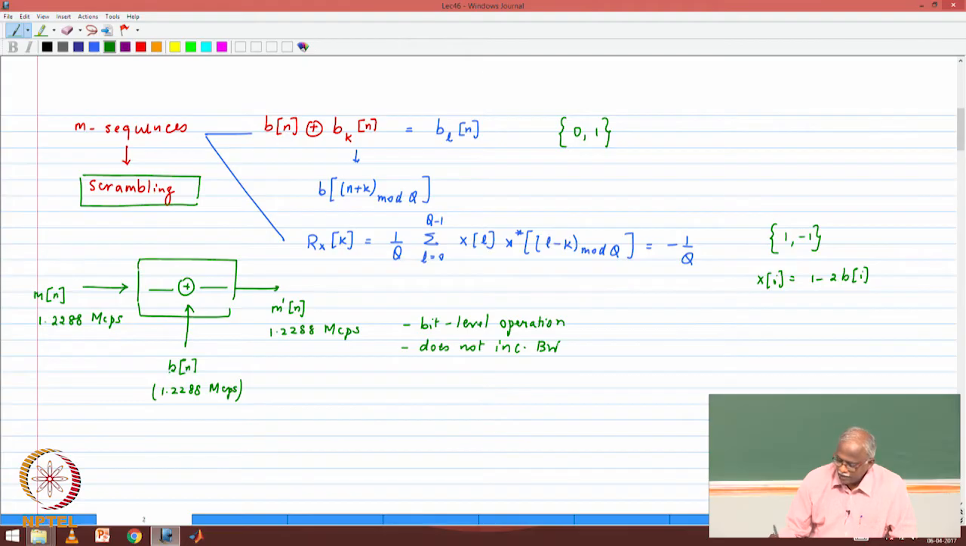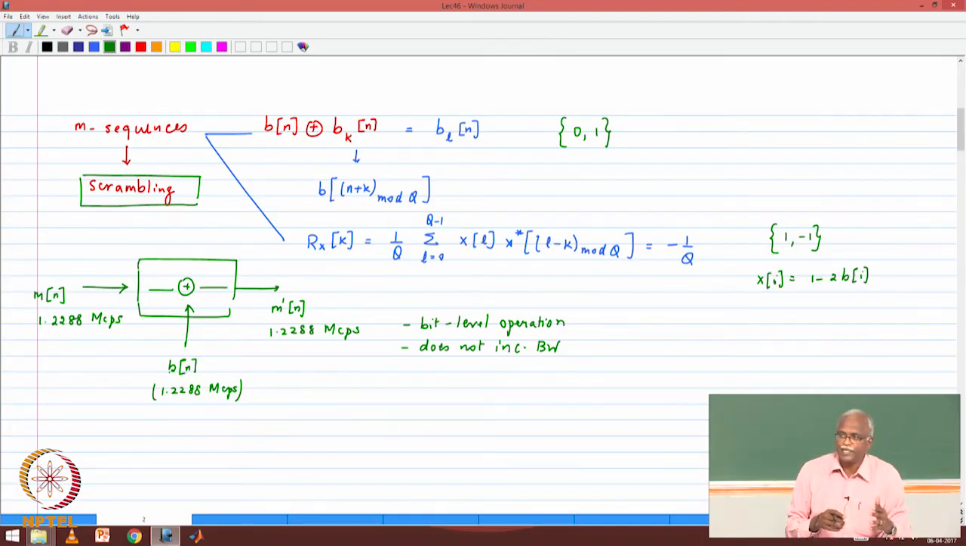Now, the purpose of scrambling is to make the data look random at the physical layer. Scrambling is a physical layer phenomenon. Encryption, on the other hand, is not necessarily a physical layer phenomenon. You basically want to hide your data so that somebody else cannot receive it. So usually encryption is done at the higher layers.